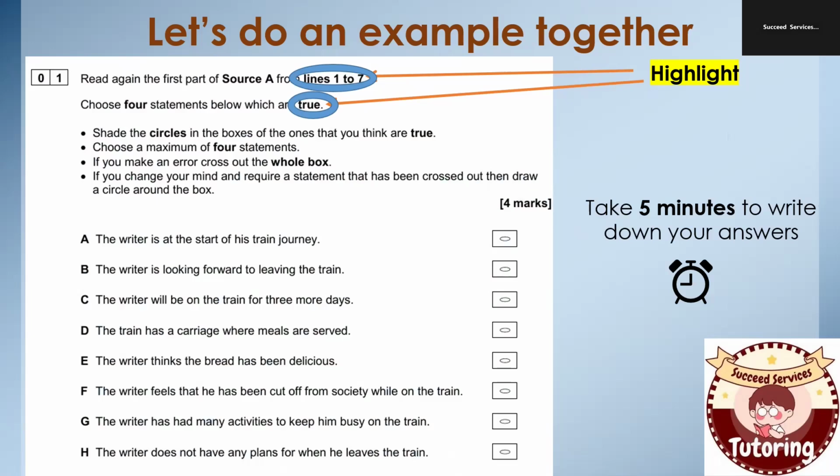Make sure on your text piece of paper that you highlight the lines it asks you to look at. So you make sure that you know the lines in the question paper and you know the lines on the text paper. Now, I want you to take 5 minutes to write down your answers. So pause the video here, take 5 minutes, and then come back to it.